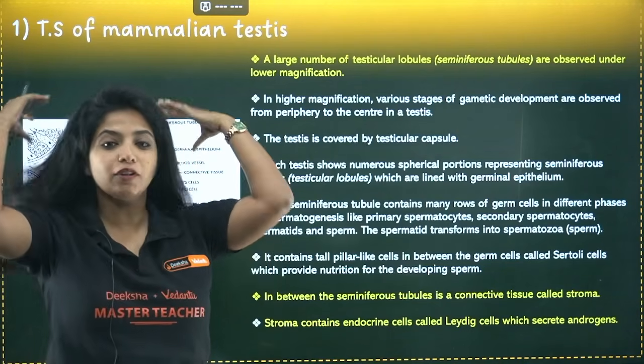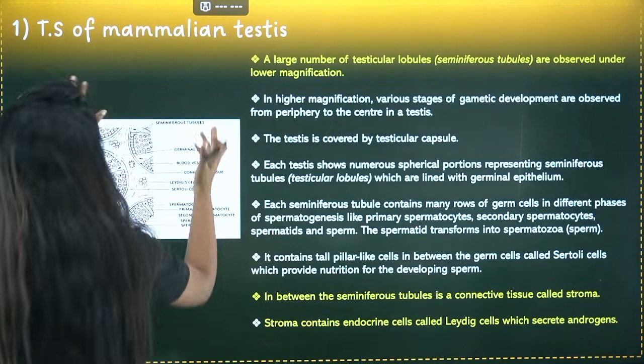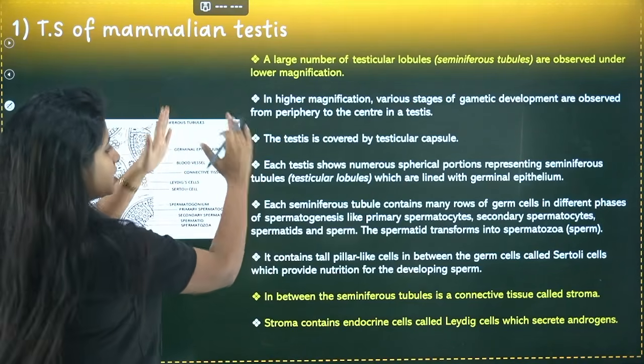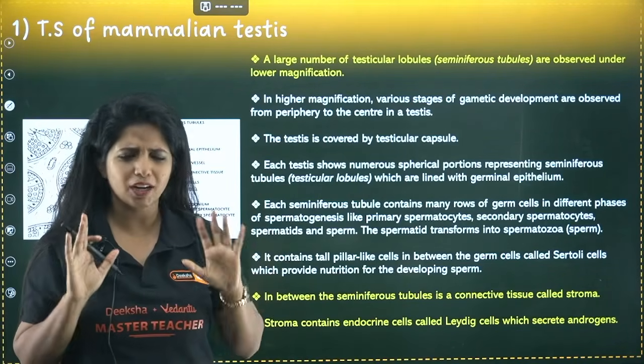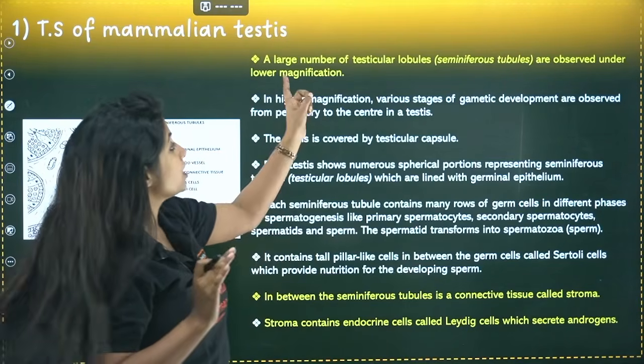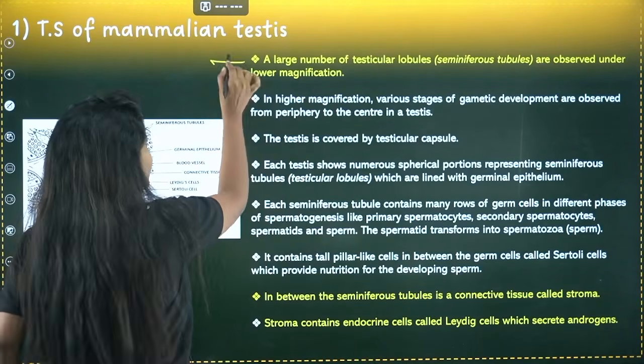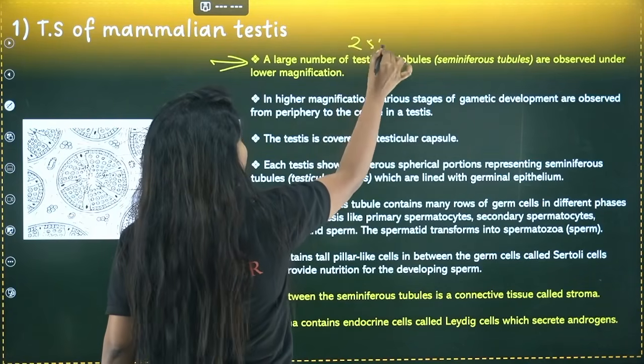Now I told you that you have to write points. So with what we have learned, can we write points? Yes. In your lab manual, multiple points are there. As of now, do we need to discuss that? No. Okay, let's discuss the points that we know. A large number of testicular lobules are observed under lower magnification. First point. You can also write that 250 testicular lobules are there.